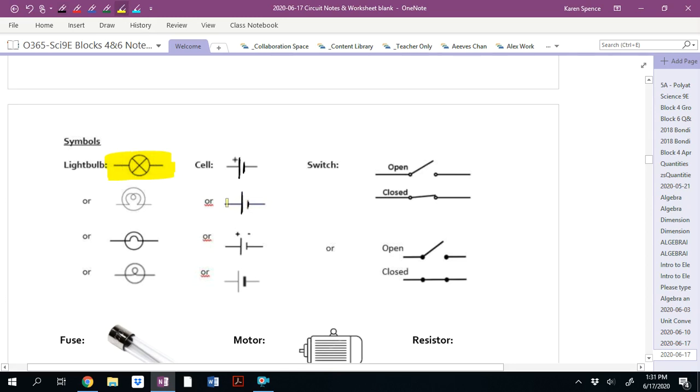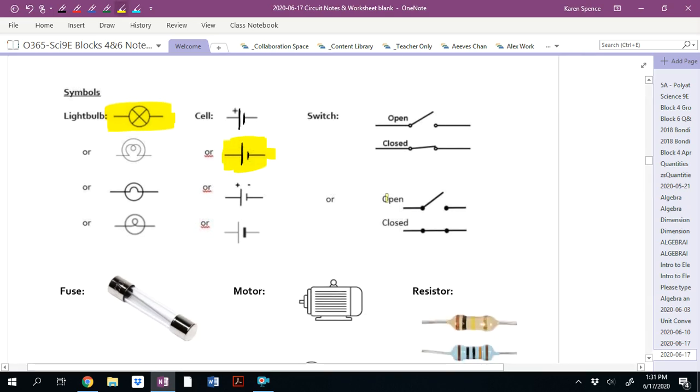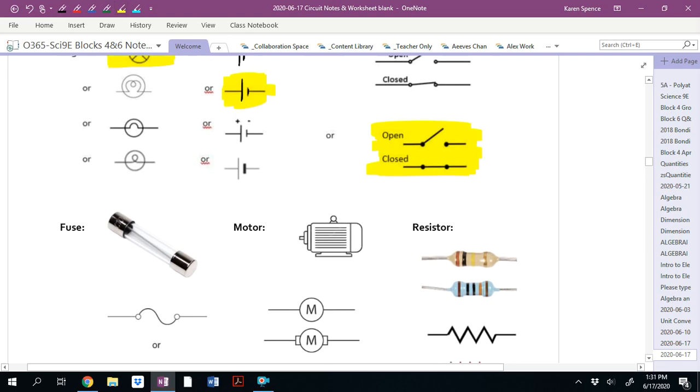The cell, if it were me, I'd pick this one because it's the simplest. Yeah, but if you like labeling positive and negative, feel free. You can go ahead and you can label positive and negative. For the switch, I like this one. You can choose to do the other one. It just involves a little bit more talent in your drawing. Now there's a few other things here.